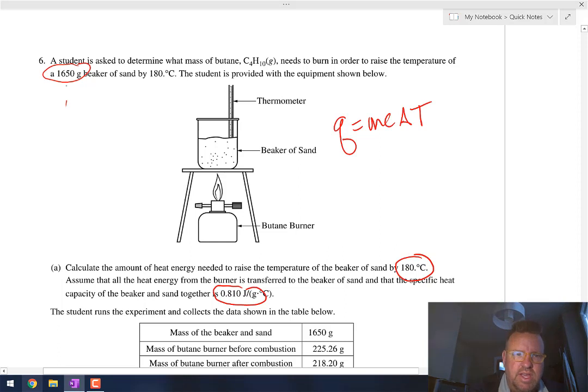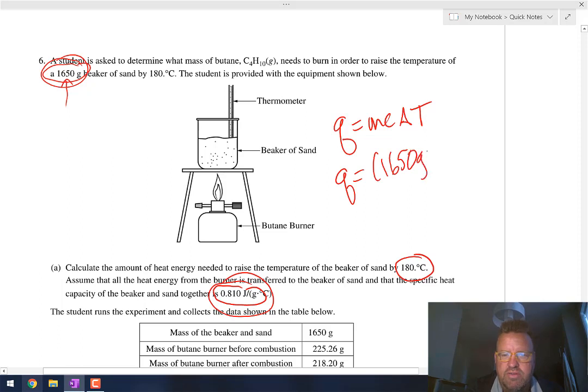In this case, they gave us the mass of the beaker, not the moles, because remember, sometimes they try to trick you with that specific heat and they put joules over moles Celsius or moles Kelvin, and then you have to use moles instead of grams. So they didn't do that in this case. So the mass is 1,650 grams. The specific heat is 0.810 joules over grams degrees Celsius, and the temperature change is 180 degrees Celsius.